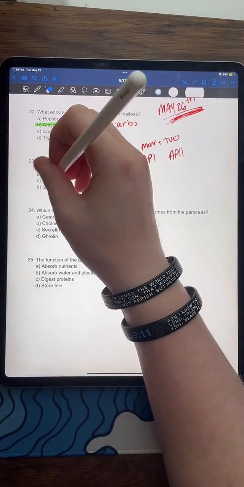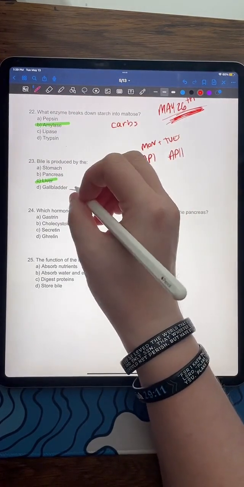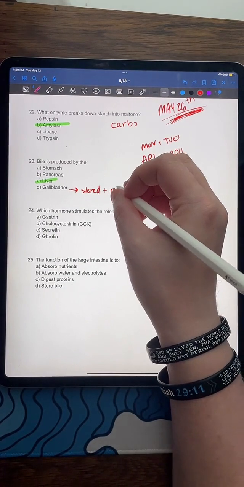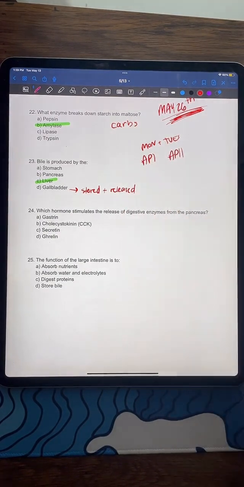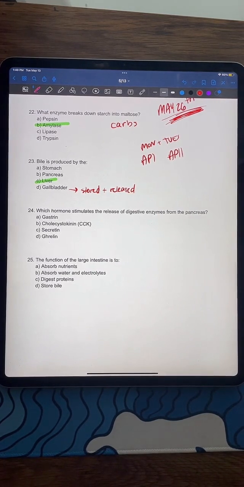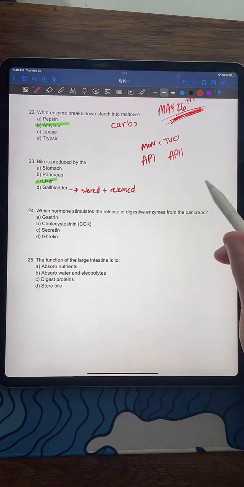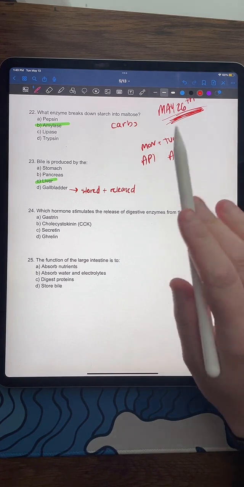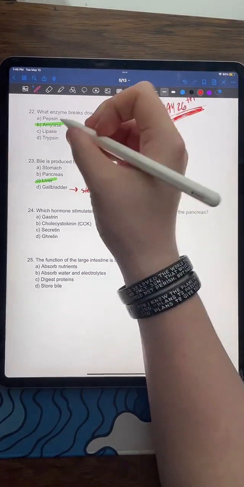But bile is produced in the liver and then it is stored and released by the gallbladder. So just because something releases, it doesn't mean it necessarily produces it. And then we use bile for fat emulsification. Basically, it turns fat into smaller droplets. And then lipase will break those droplets down even further that we talked about up here.